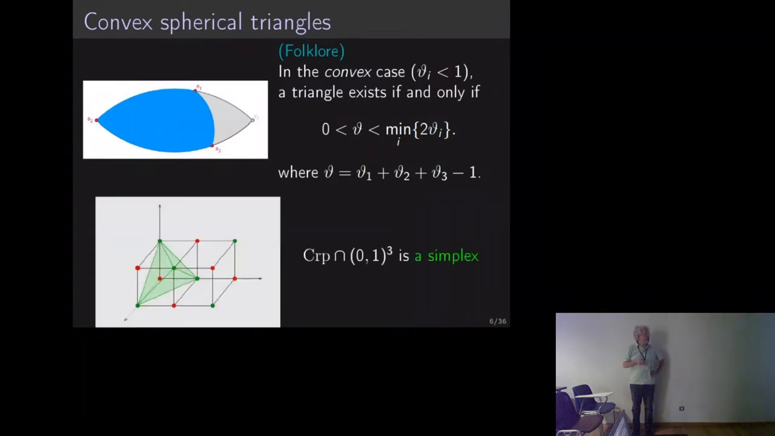So these are the only constraints in the convex case. Basically, if you draw the set of triples in Euclidean space, the convex case means that you are in the unit cube, and the only triples that correspond to triangles are given by this green simplex. This green simplex has four faces, and these four faces correspond to these four inequalities: three here and one inequality here. So this settles the convex case.